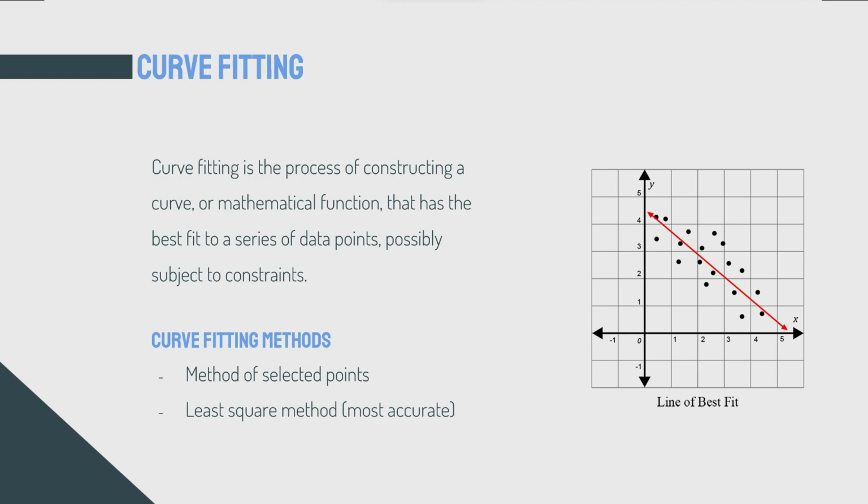Curve fitting can be done through two main methods. There are many methods, but the two main ones are, first, the method of selected points, and second, the least square method, which is the most accurate method. So you can see here there are dots. Forget about the red line for now. You have X and Y axes, whatever they represent, and you have a group of points X and Y, like point 1, comma 2, point 2, comma 4, and so on. Point 3.5 on the X and 0.8 on the Y will be here.